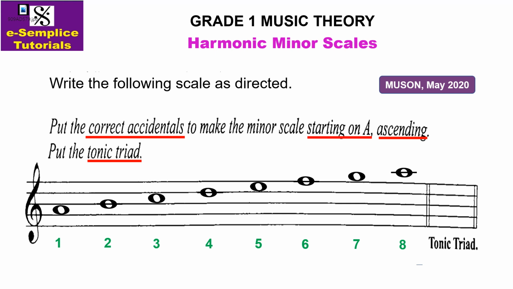This question did not actually say we should write a harmonic scale, but since we are dealing with harmonic minor scales, I would rather we show it as harmonic. And a scale is harmonic when the 7th degree is raised. If you raise the 7th degree, which is G, you will have G sharp.